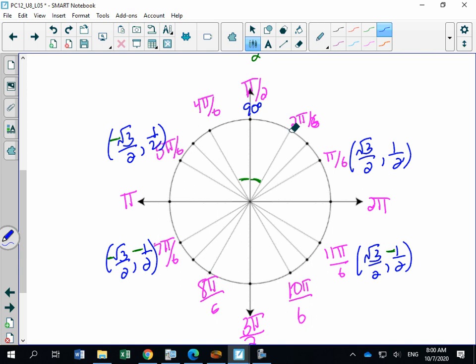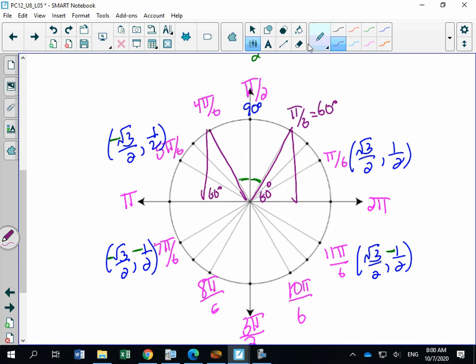So this point here, 2 pi over 6, which is equivalent to pi over 3. So I'm just going to write pi over 3. That is equal to 60 degrees. So when I say, well, what's 60 degrees? This triangle here now is a 60-degree triangle. So this is 60 degrees. And then this triangle here is also 60 degrees.